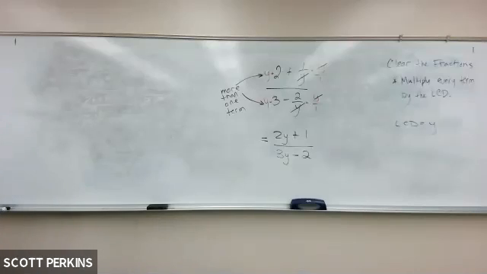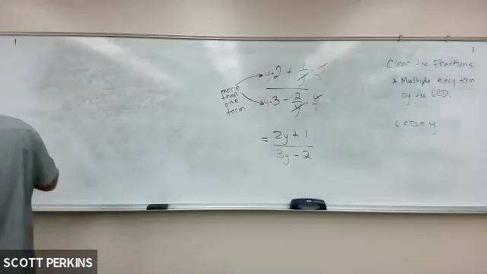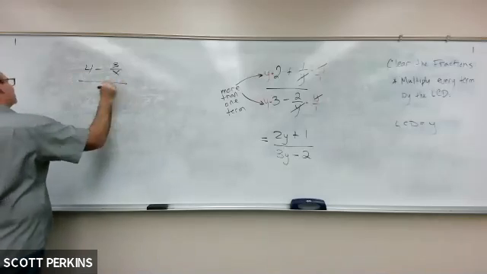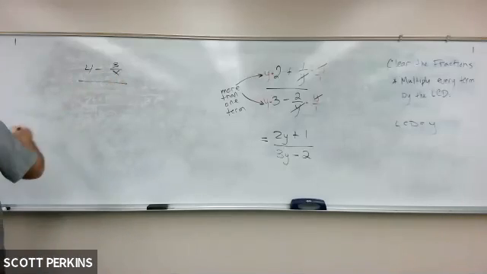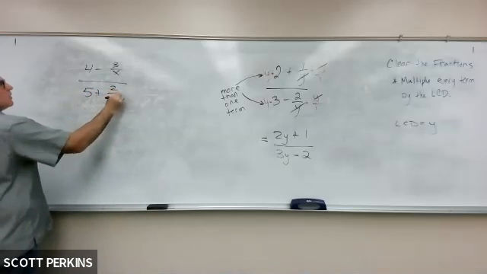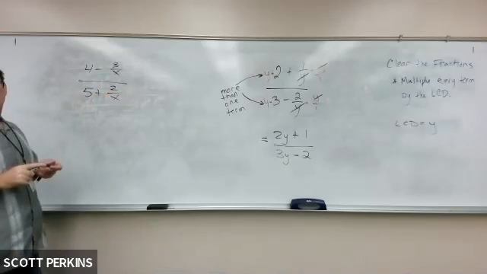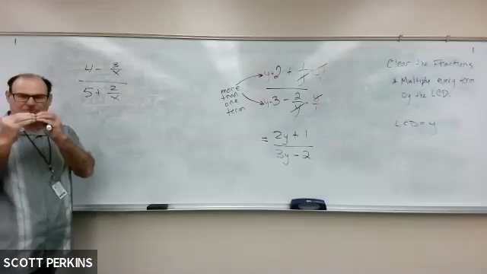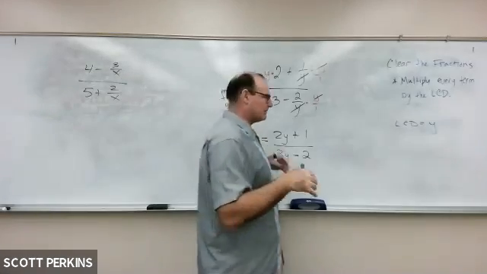So here's a problem that's almost exactly what we just did. 4 minus 3 over x in the top, and then 5 plus 2 over x in the bottom. So please simplify that complex fraction. Get rid of the little fractions that are in the big fraction.